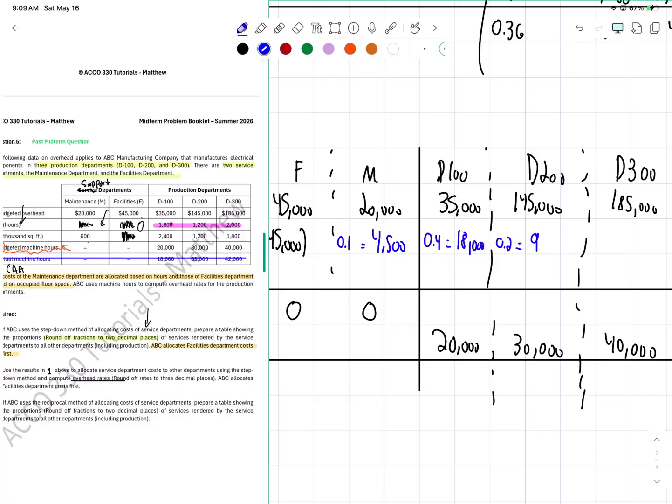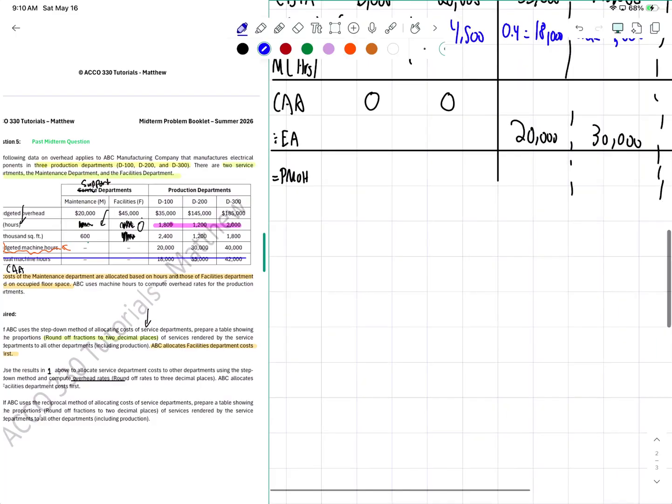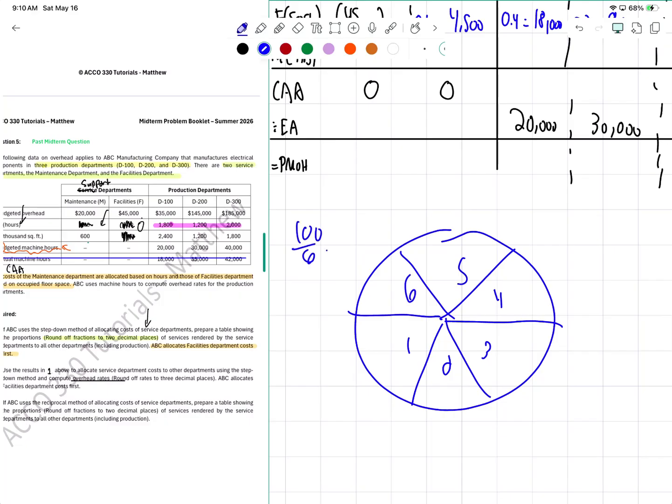So always remember, at the end of the day, with cost allocation we're just splitting the bill. We're taking this 45,000 and seeing who uses what. Maintenance uses 10%, they pay 10%. D100 uses 40%, they pay 40% of the 45,000. D200 uses 20%, they pay 20% of the 45,000, right? Cost allocation, guys, literally, it's splitting the bill. It's like going to a party, and I explained this even in person. If you have a pizza, let's draw this pizza. How many slices are here? 1, 2, 3, 4, 5, 6. 100 divided by 6 is an ugly number, but needless to say, that's the percentage that you use.